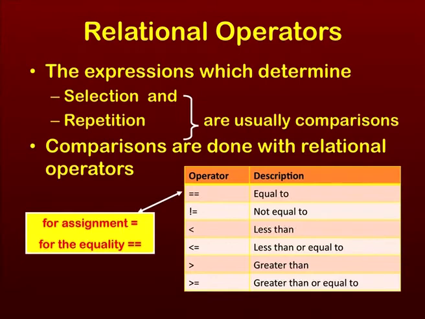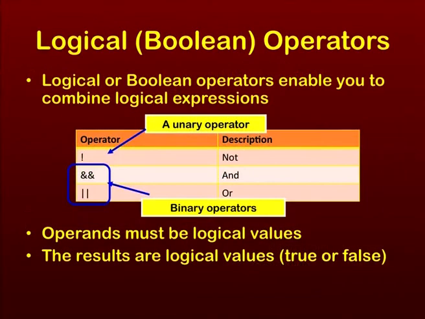Then there are logical or Boolean operators. They are the operators which are used to combine two conditions. If we wish to do the task when one condition is true and another is not true, or both of them are true, for that purpose we use these operators. They are called logical or Boolean operators.